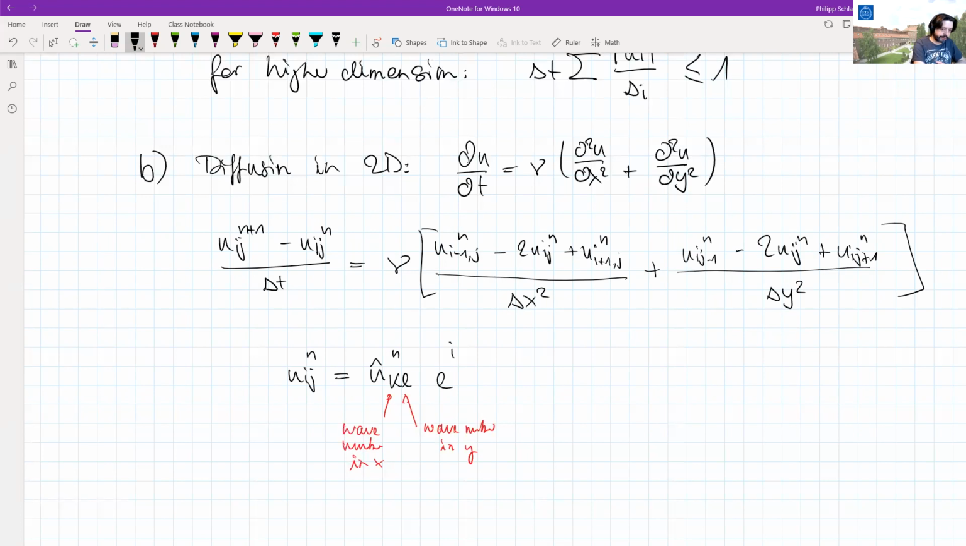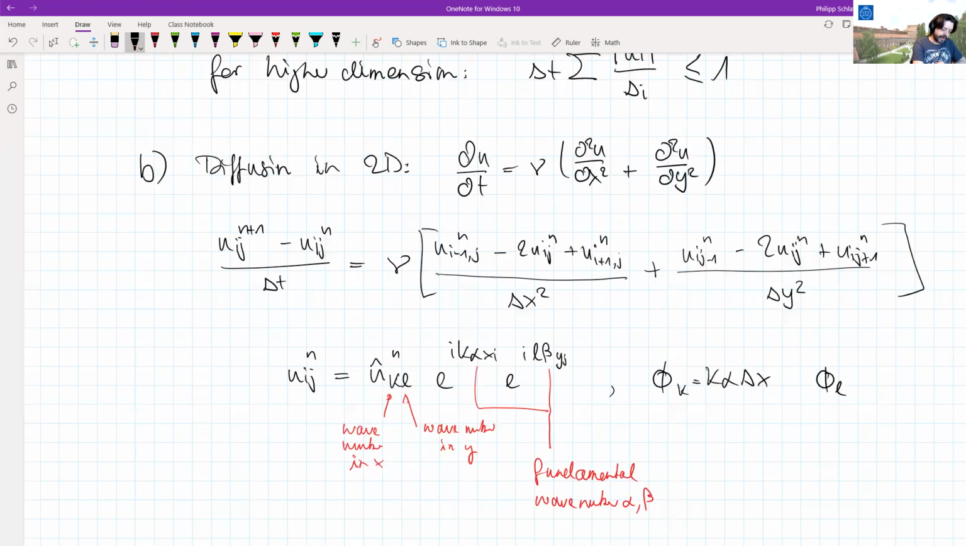And because I have two wave numbers, I also have two Fourier ansatz functions, in the same way as before. I have e to the i k alpha x_i times e to the i l beta y_j. Now I'm using beta here, so don't mix it up with the previous beta. Alpha and beta are the fundamental wave numbers. With this, I can also define my phi k that I had before, which was k alpha delta x, and a phi l, which was l beta delta y.